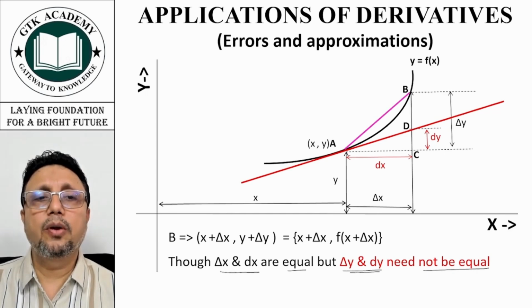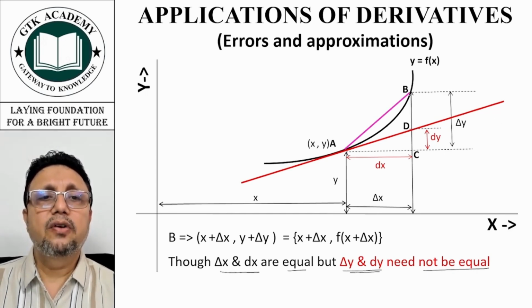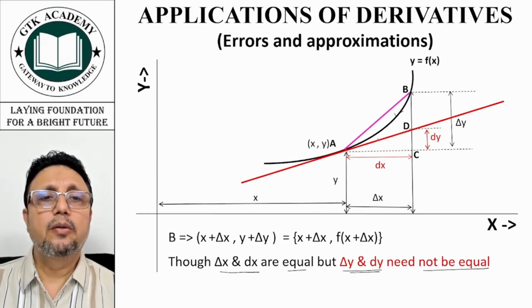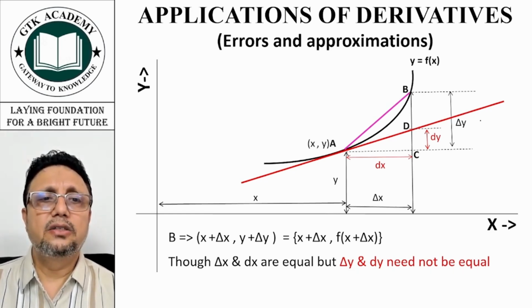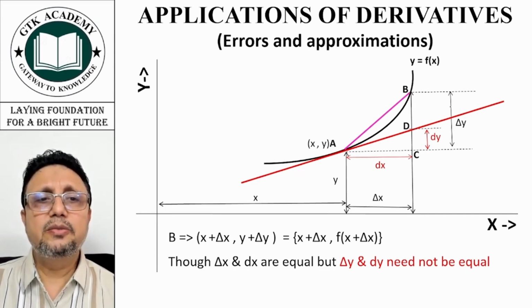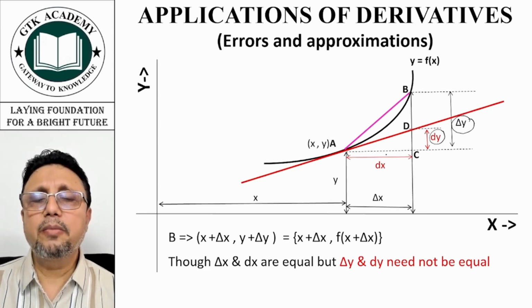They may not be equal, because if this is a curve, instead of this black curve, if it were a straight line like this red, then dx and dy will be equal. Say for example, y is equal to fx becomes a straight line like this, which overlaps with this red line. Then only delta y and dy will be equal. Otherwise, there will always be a difference. You can see here delta y seems bigger than dy. I hope I am clear with this.